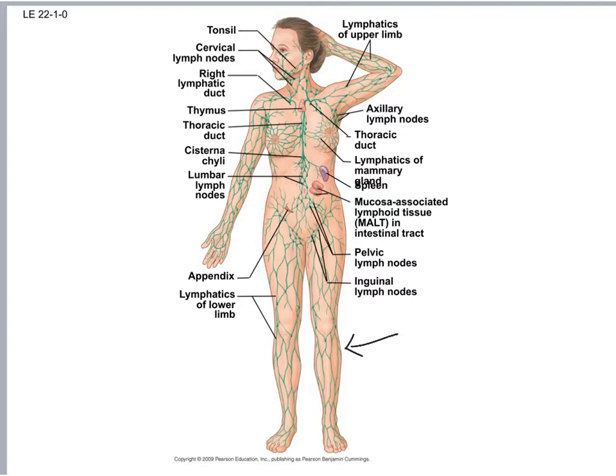They're a lot like veins are. They're thinner walled. They have valves in them so that fluid won't back up, but the pressure inside them is very low. And then there's a couple of other differences between the lymphatic system and the circulatory system. First of all, in the lymphatic system, there's no red blood cells. There's the white blood cells, the lymphocytes. Those are the main cells that we find inside those lymphatic vessels.